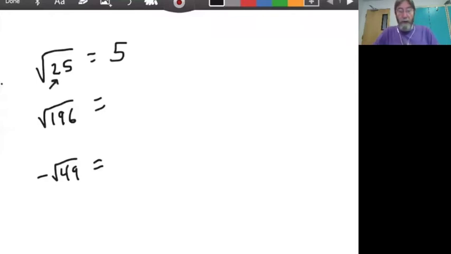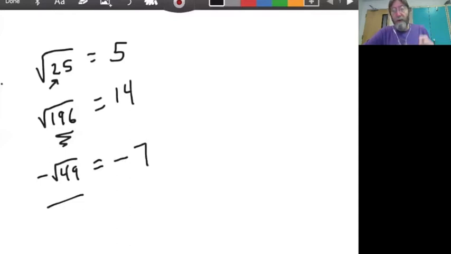We take the square root of 196. We should remember from our list that's another perfect square. The square root of 196 is 14 because 14 times 14 is 196. It's this 196 that's the perfect square. Now we take the square root of 49. We should remember that 7 times 7 is 49. And then we take the opposite of that, so that would be a negative 7. These numbers are all perfect squares. They work out perfectly. They give us whole numbers. But not every number is going to work that way.